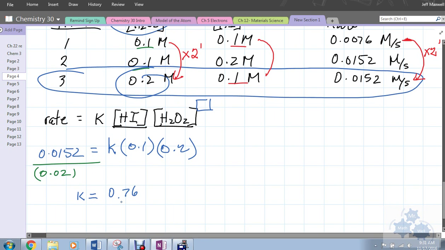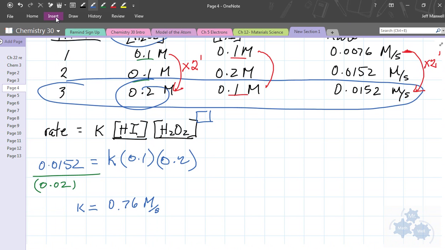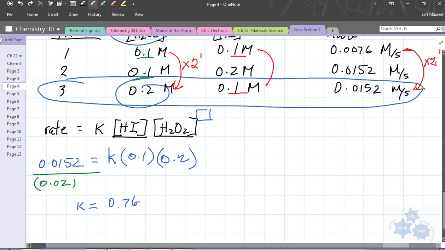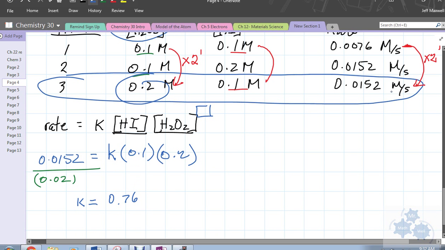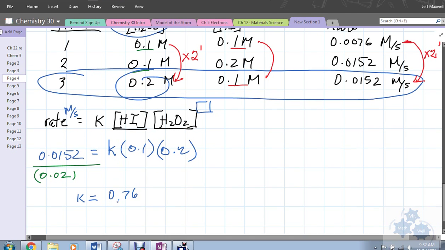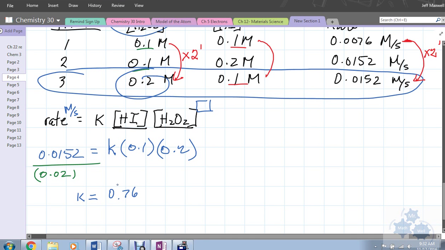Don't worry about sig figs so much. We just got one sig fig here, but 0.76 moles per liter per second. No, sorry, it is not that. That's the rate. Constants, typically you don't have to put a unit, but if we did put a unit here, the rate is going to be in moles per liter per second. These concentrations, see, this is the thing, the unit for the constant actually changes every time. So the units are not important. But this is molar, right?